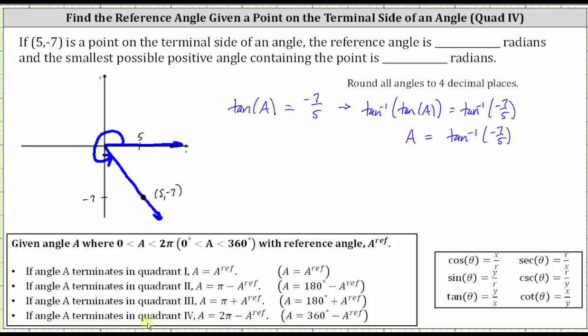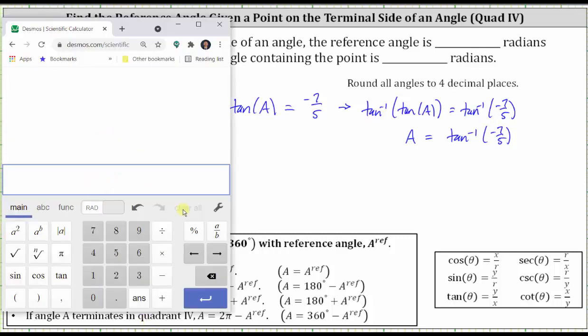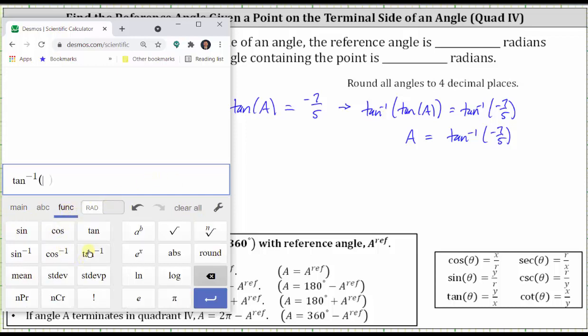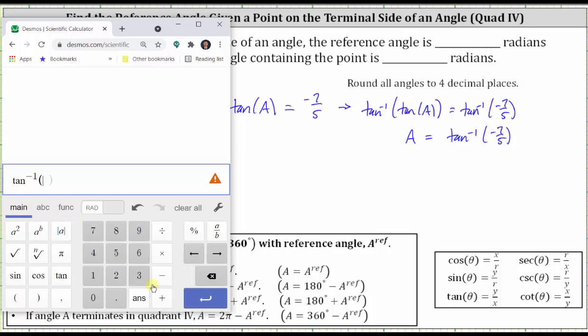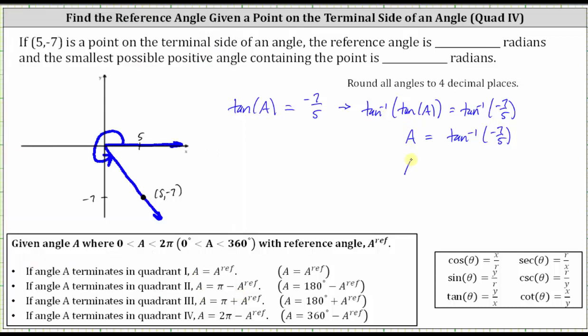Going to the calculator, it's important to make sure the calculator is in radian mode, and once in radian mode, click inverse tangent, negative 7 divided by 5, right arrow, close parenthesis, and enter. To 4 decimal places, we have negative 0.9505 radians.